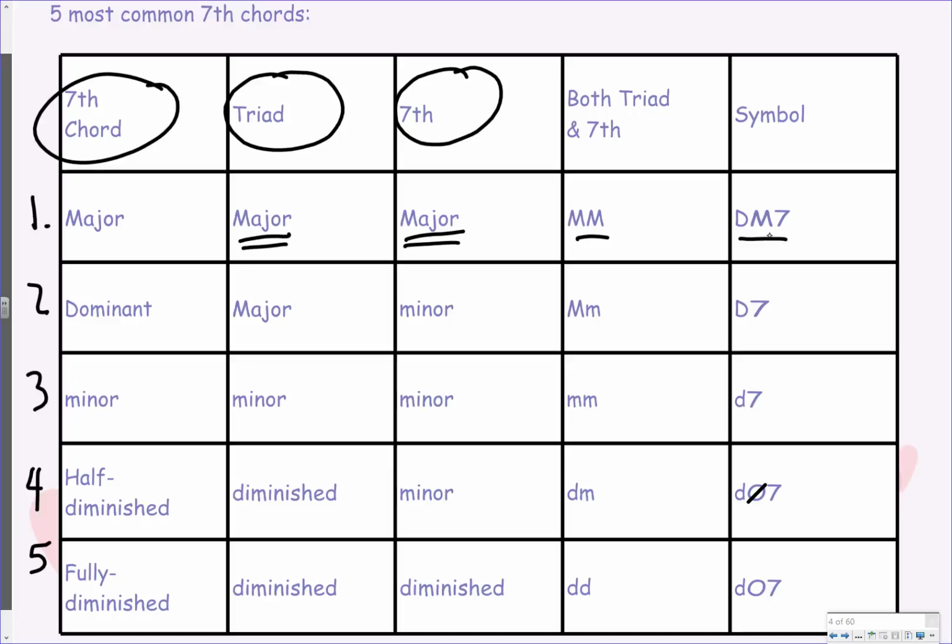That D means I'm to play a D major 7th chord. So D would be my root. Then I'd have to build a major triad from D, and then a major 7th up from D. If I did that, my triad would be D, F sharp, A, that's my major triad, and now I need my major 7th. So if I take the root D and go up a major 7th, I'm looking at a C sharp. And that's my major 7th chord.